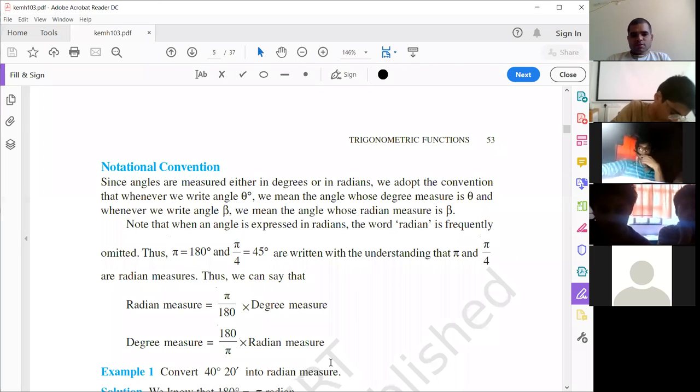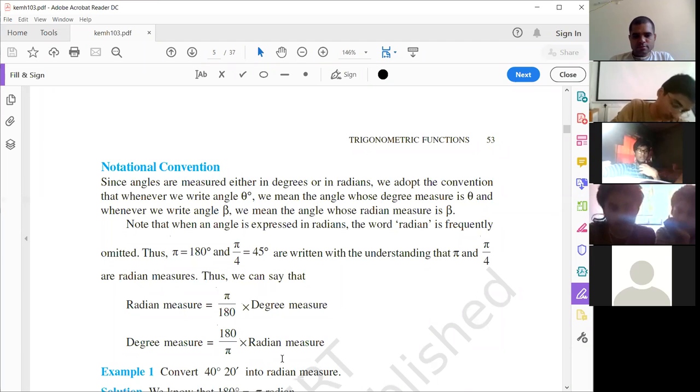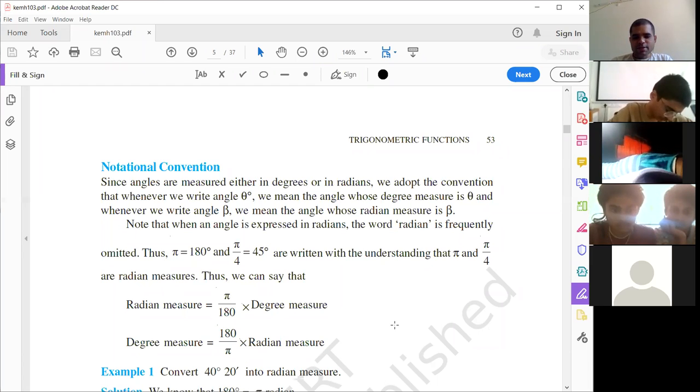Guruji, 121 pi by 540. How do we convert that minute? 0.71 radians. Okay, so we'll see the answer.